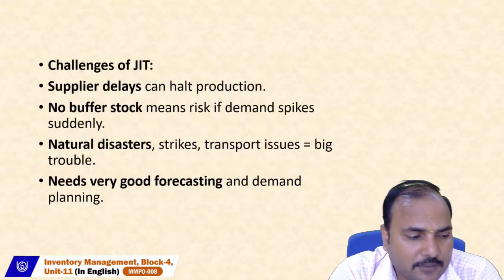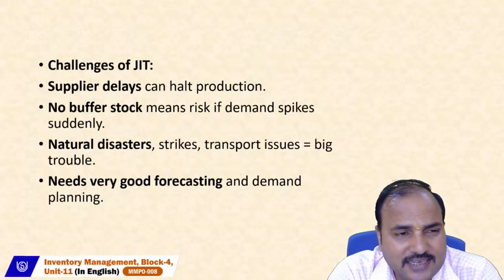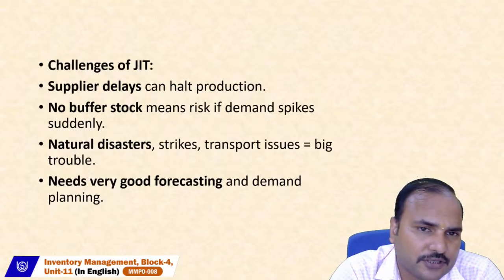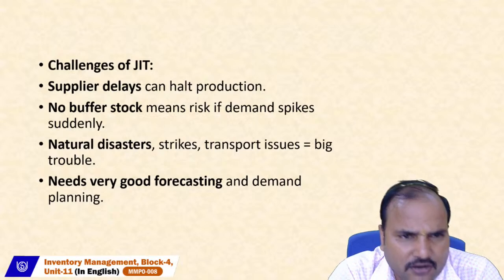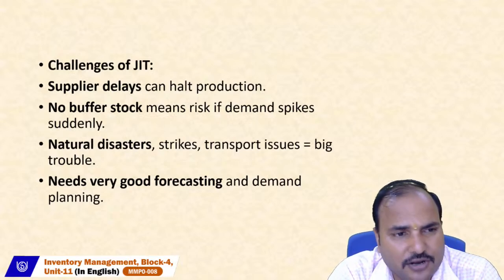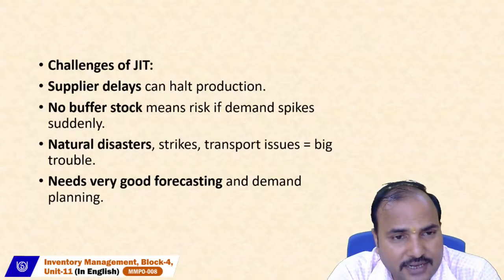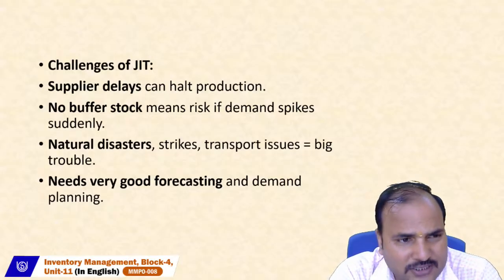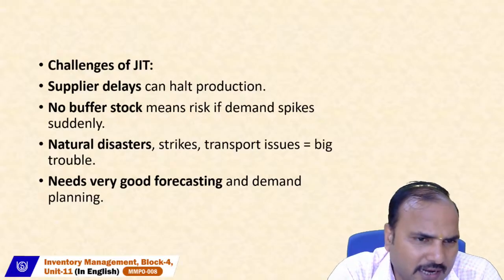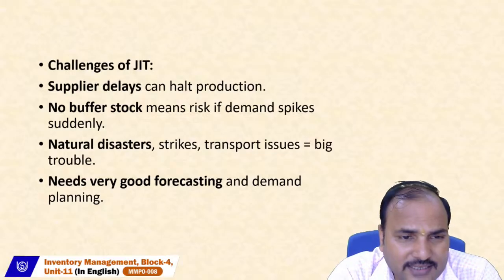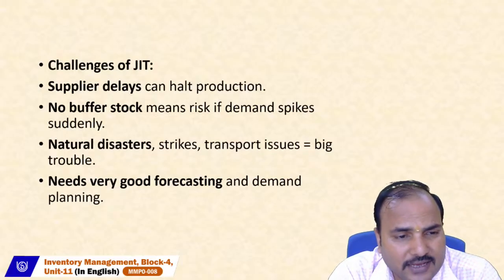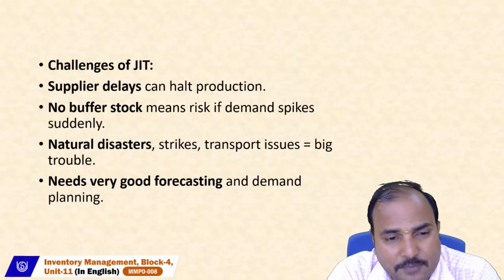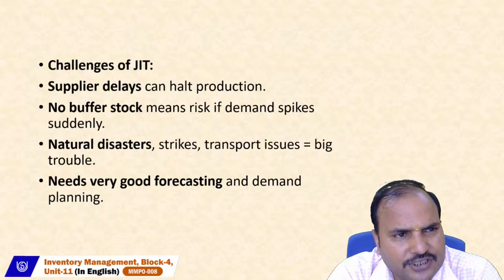After that, there are some challenges. Supplier delays can halt the production. If the supplier delays, the production will be halted. There is no buffer stock, which means there is a risk if the demand spikes suddenly. Unless we keep the inventory properly, if the demand increases suddenly, how can we handle that? Natural disasters, strikes, and transport issues create big trouble. Next, it needs very good forecasting. Unless we can forecast accurately, we cannot handle JIT, or just in time.